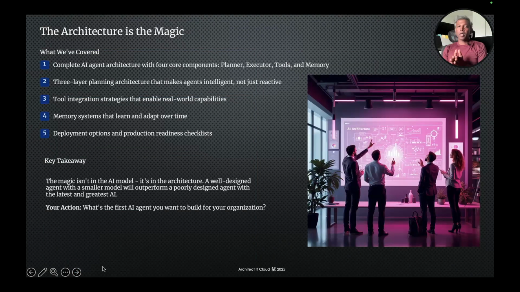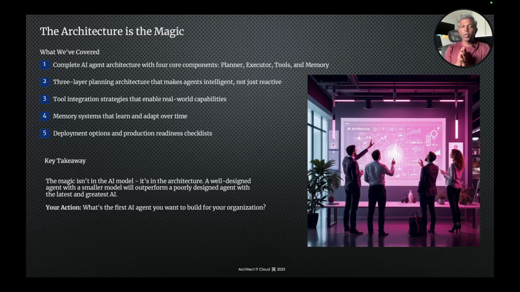And here is the architecture magic, right? What we covered here is simple. When it comes to AI agent architecture, there is no standard procedure followed so far, but these are the blueprint points that you must keep in mind when you build your AI agent architecture. A complete AI agent architecture has four key components: the planner, executor, tools, and memory.